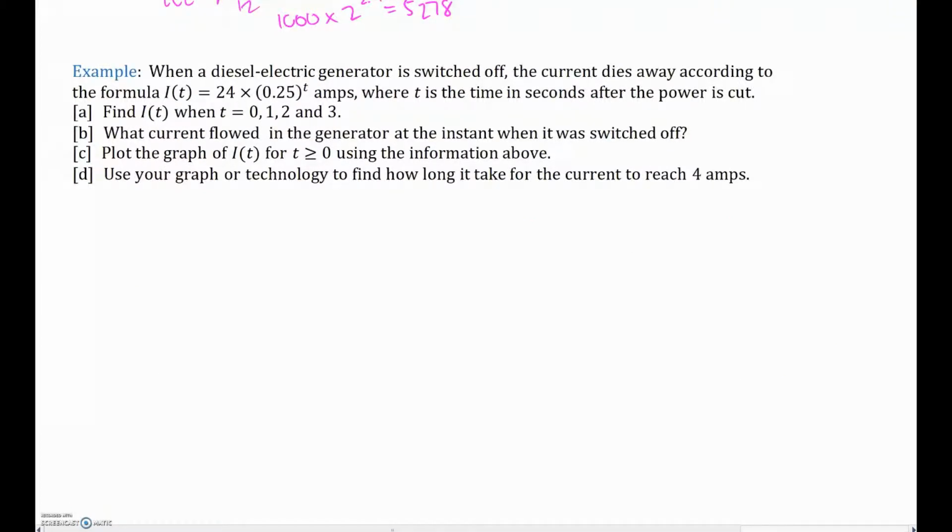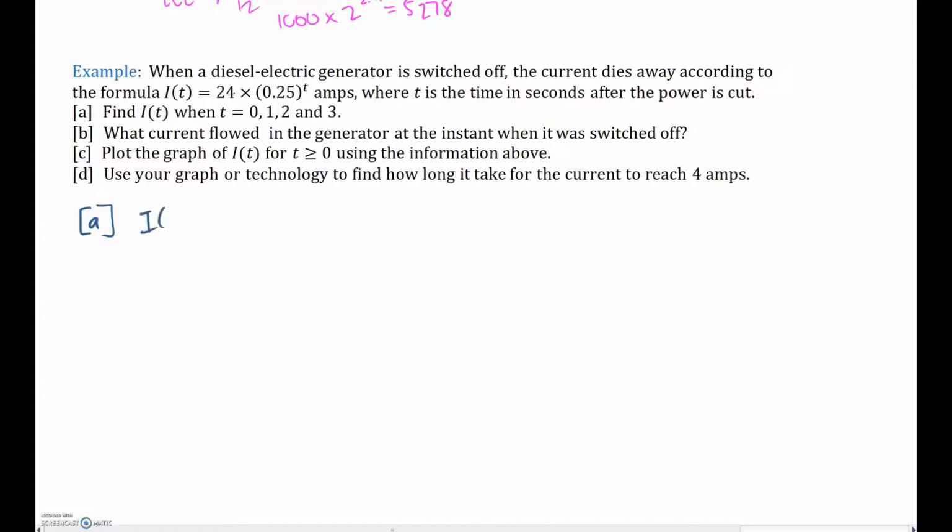All right, now look, you got a diesel generator that gets turned off, and the current slowly dies out of there as time goes on, right? So as time goes on, slowly the generator loses some of its current, and that's all right. So that's what we expect. So there's the formula for it, and in part A, they ask you when t is 0, can you evaluate the current?